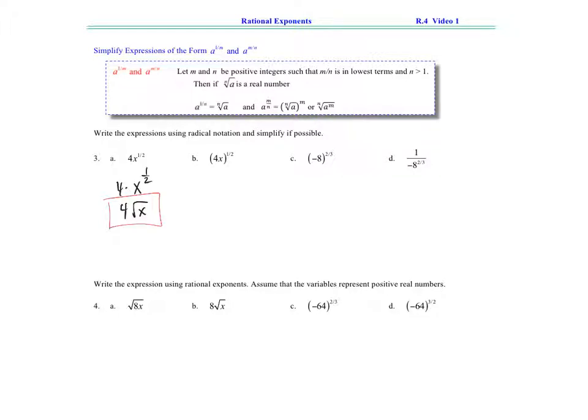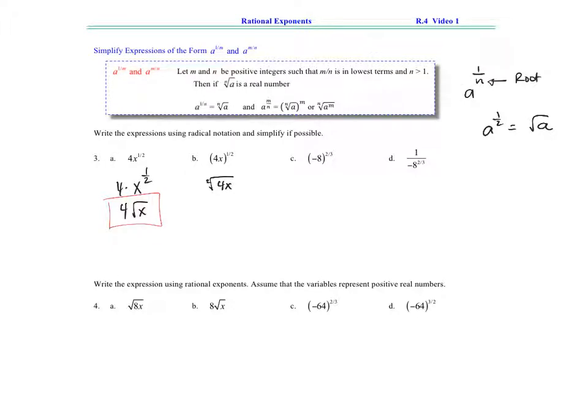Here the entire 4x is taken to the 1/2 power. 1/2 power means square root. Whatever the denominator is, that's the type of root that we have. For a square root, there's no 2 written, it's just implied. It's so common that we don't even write it. We would just have a plain square root. So a to the 1/2 is the same thing as square root of a.